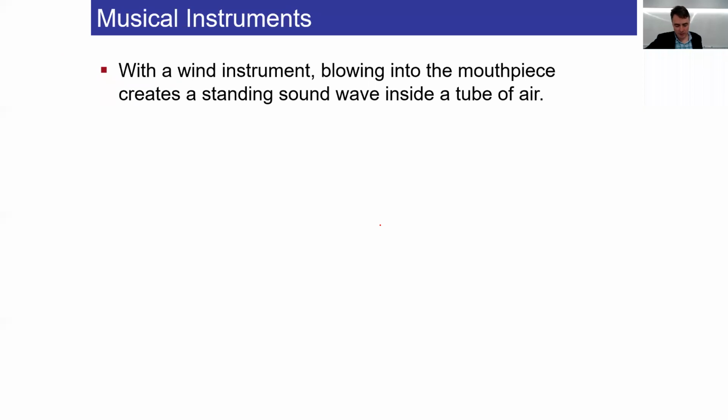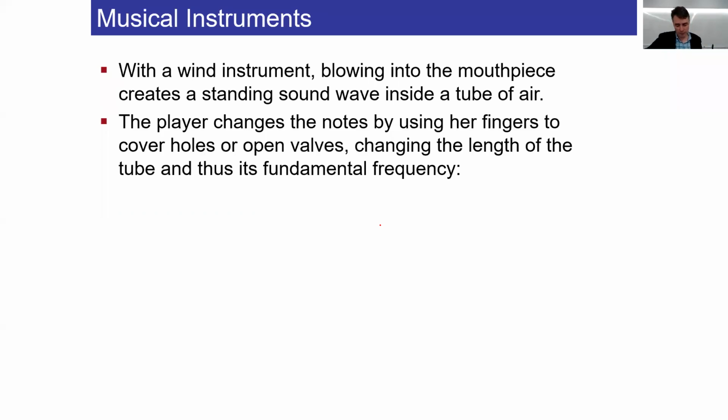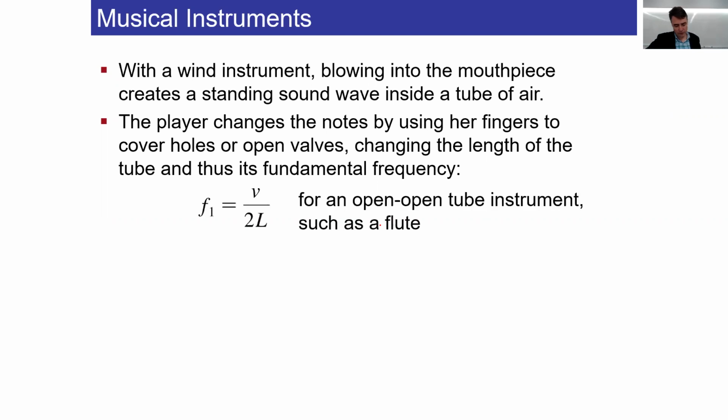So with a wind instrument, blowing into the mouthpiece will start primary oscillations, which then will drive a standing wave resonance in the tube of the instrument, which then makes a nice sound. And then you can change the notes by closing or opening holes along the tube to change the effective length of the tube. And so that changes the fundamental frequency.